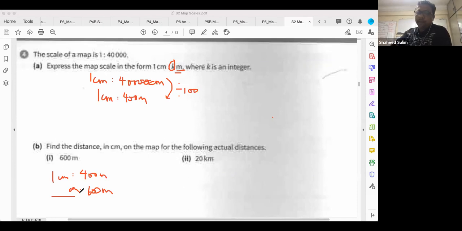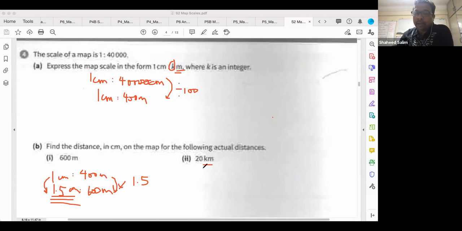Okay, Shafi has gotten it. So now if you're not so sure, Inshi and the rest, take 600 divided by 400. From 400 to 600, you need to times by 1.5. So you times by 1.5. That's all. 1.5 cm is the answer. You're taking too slow, guys. Too slow. The next one now.